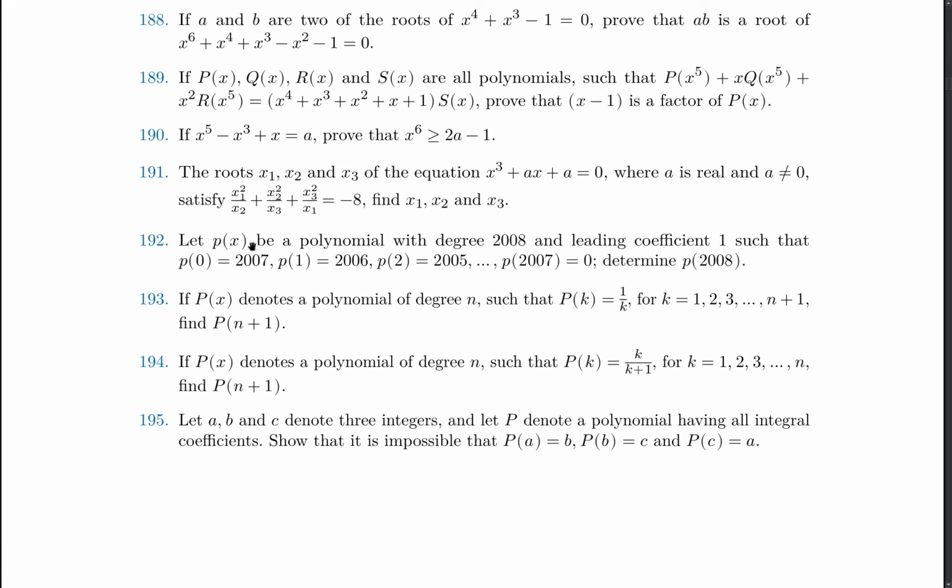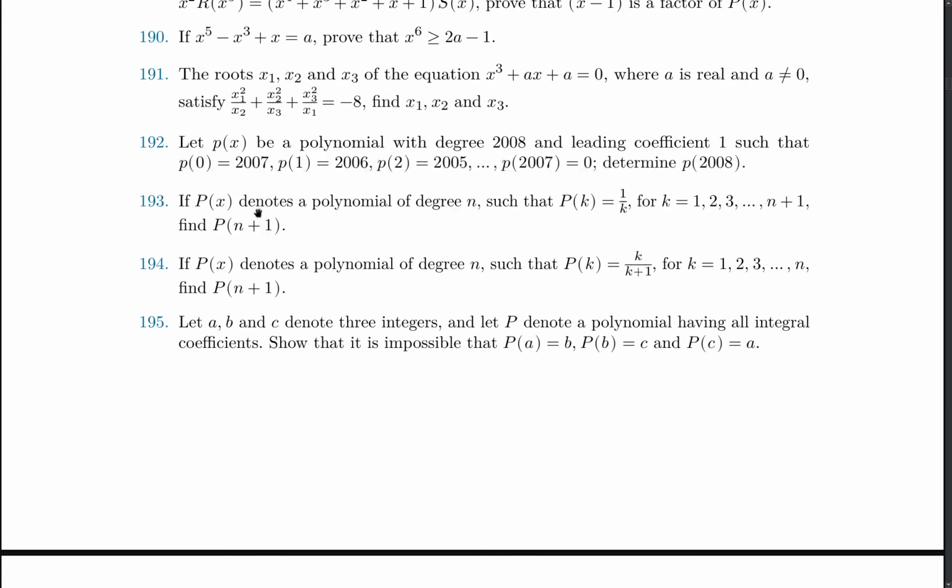Now we move on to question 193. It says if p of x denotes a polynomial of degree n such that p of k is equal to 1 by k, for k is equal to 1, 2, 3 up to n plus 1, then we have to find p of n plus 1.